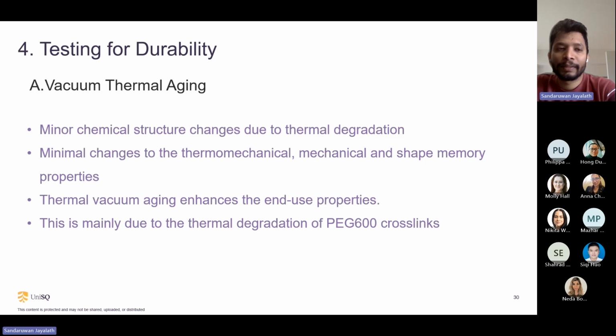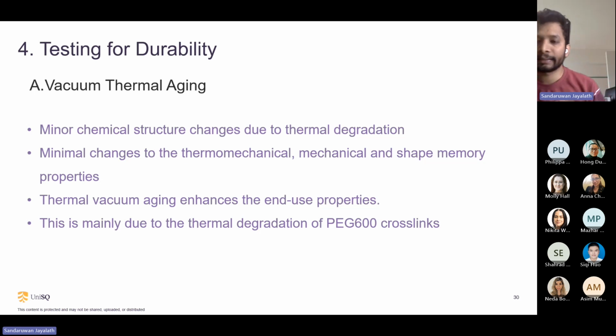And when it comes to the results of the vacuum thermal aging, we found there are minor chemical structure changes after carefully going through the FTIR results. So basically, it is related to the thermal degradation of polyethylene glycol. Usually, the cyanate ester structure has cyclic structures, with triazine and different circular and stable structures, which is very strong. And the weakest bond or crosslink was the polyethylene glycol crosslink, which has degraded over time.